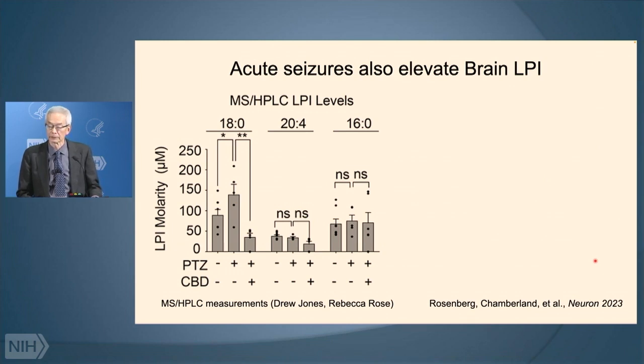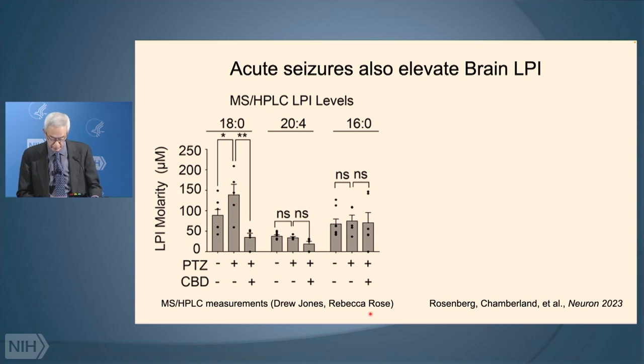So how about the ligand? Is the ligand also influenced by the fact that you have a seizure? Well, we made an acute seizure with pentylenetetrazole, and one of the isoforms of LPI was actually significantly elevated by the seizure and more than completely reversed by the presence of CBD. This was done by mass spec HPLC measurements by Drew Jones and Rebecca Rose in our lipidomics core.